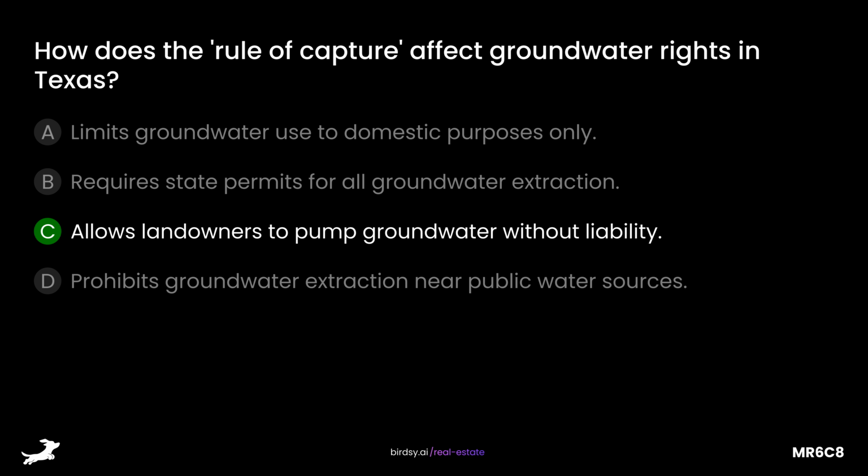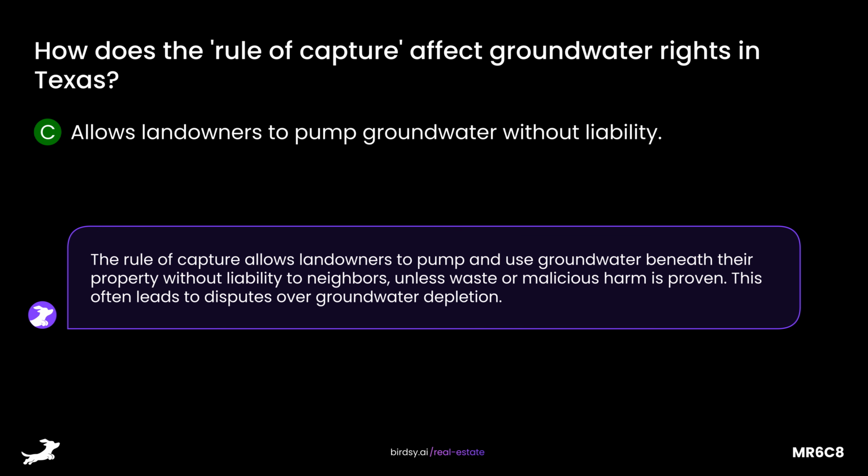The answer is C, allows landowners to pump groundwater without liability. The rule of capture allows landowners to pump and use groundwater beneath their property without liability to neighbors, unless waste or malicious harm is proven. This often leads to disputes over groundwater depletion.